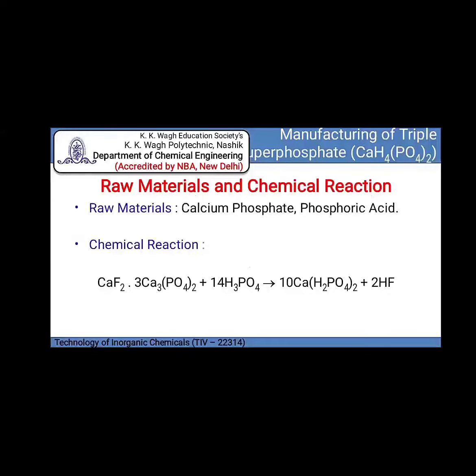The raw materials required for manufacturing of triple superphosphate are calcium phosphate and phosphoric acid. And the main chemical reaction involved is 1 mole of calcium phosphate reacts with 14 moles of phosphoric acid to produce 10 moles of triple superphosphate and 2 moles of hydrofluoric acid.